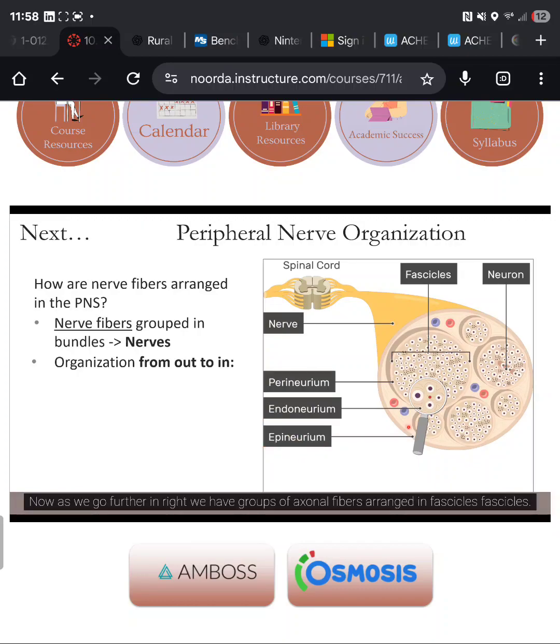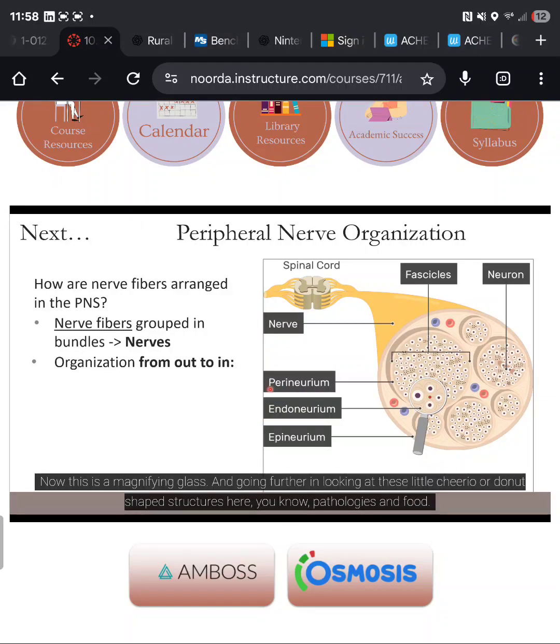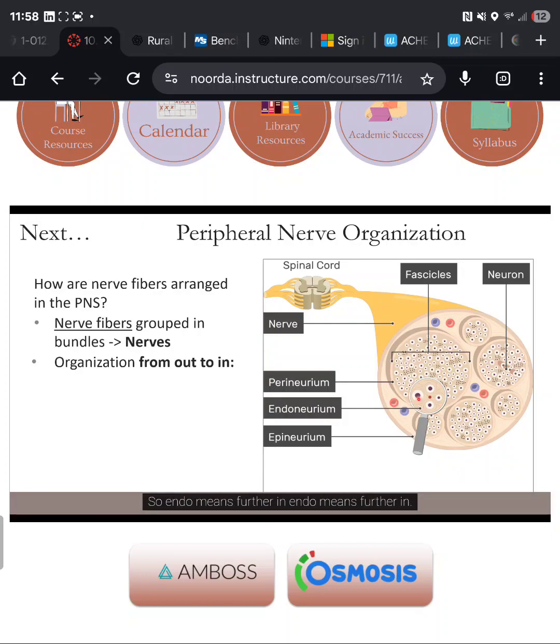As we go further in, we have groups of axonal fibers arranged in fascicles. Covering each fascicle is a connective tissue called perineurium. Peri basically means around or surrounding, so the perineurium surrounds the fascicles. Now, in this magnified view, going further in, you see these little Cheerio or donut-shaped structures. Those are individual axons with their covering of Schwann cells and the endoneurium. Endo means further in, so each axon is covered by an endoneurium.